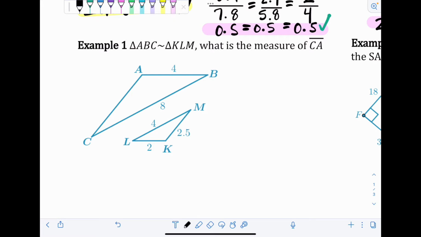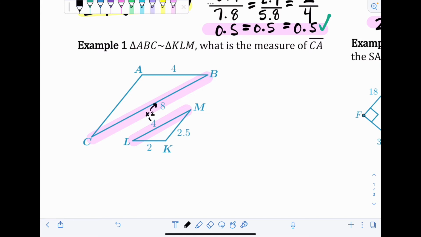So when I look at these two triangles, one is definitely flipped, but you can kind of tell what the long side is on each of them. And it looks like on the big triangle, BC is the long side, and then LM is the long side on the short triangle. So to go from the short triangle to the large triangle, we're multiplying by 2.